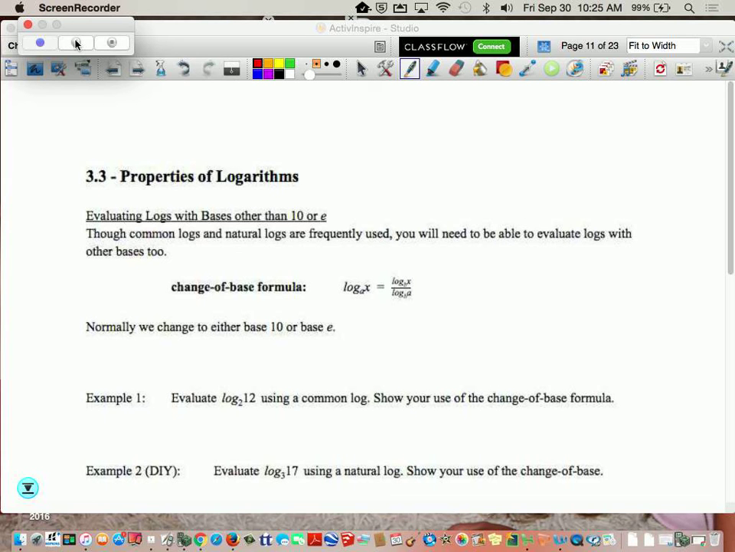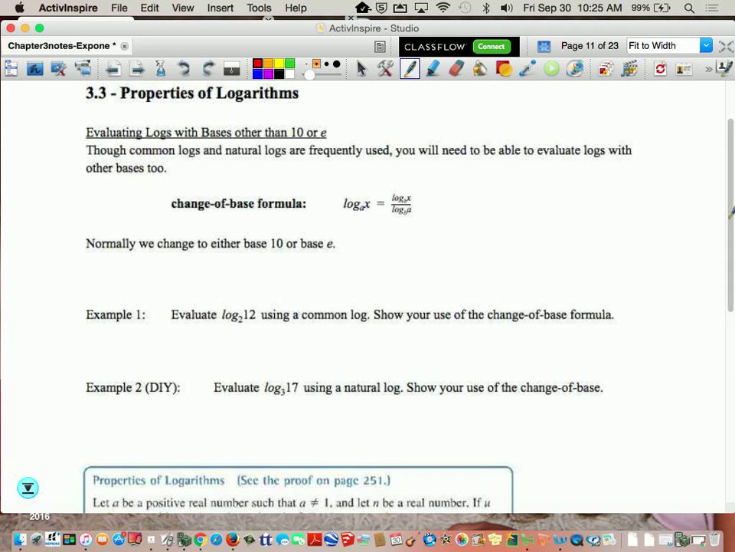So I'm just going to run through the 3.3 lecture for those of you that are missing. 3.3, we talked about some properties of logarithms, or continue the properties of logarithms. And one of the things is evaluating logs with other bases.